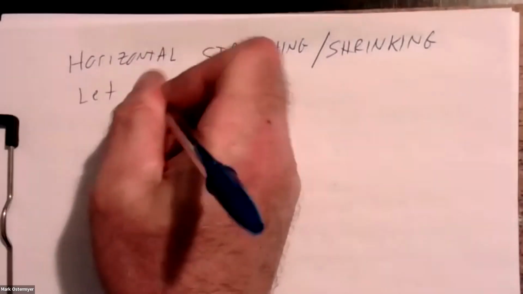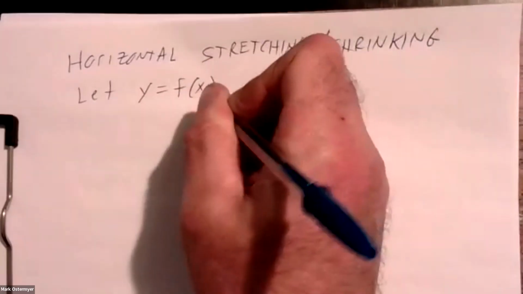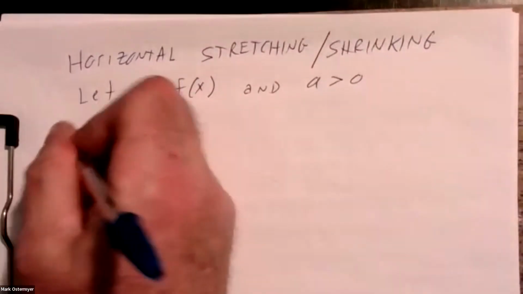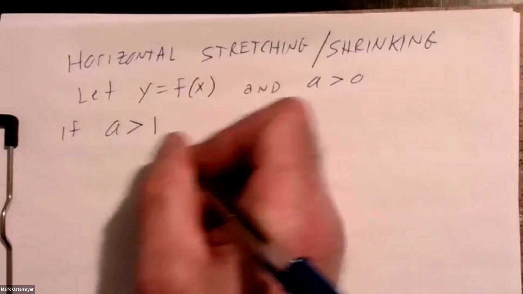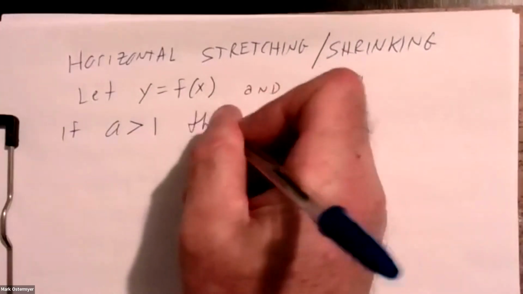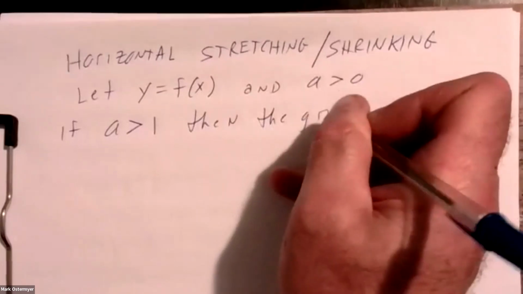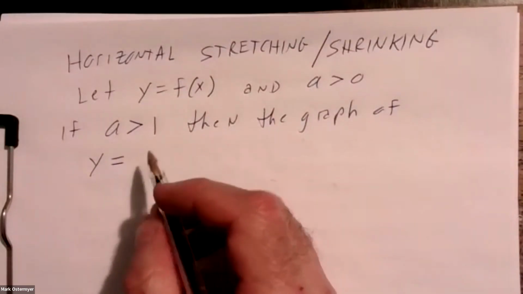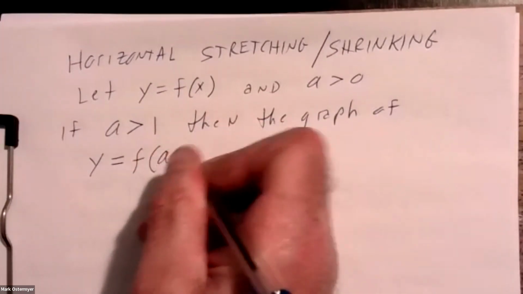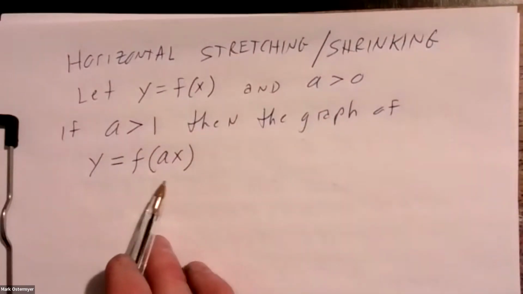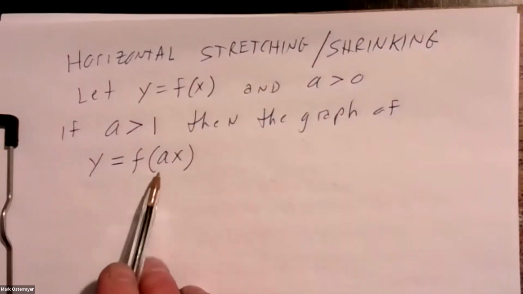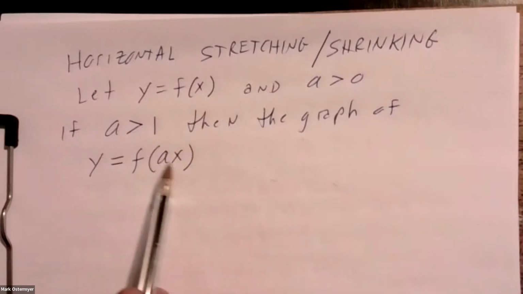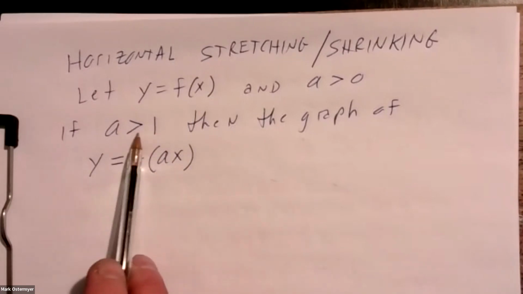Well, again, we'll start off with some basic parent function, f of x, and we'll let a be, again, some positive real number. If a is greater than 1, some positive real number greater than 1, then the graph of this new function, y, which is going to be not a times f of x, but f of a x. In other words, we're forming a new function from our parent function f of x by evaluating our parent function at a new input value called a times x. And again, a is some real number greater than 1.